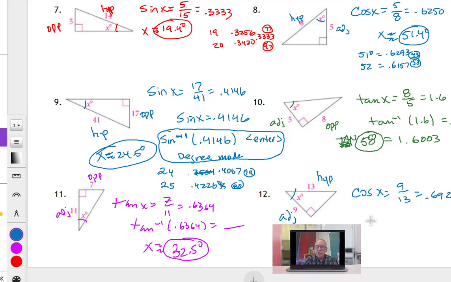we get 6947 goes with 46 degrees. 6820 goes with 47 degrees. So this is really close to 46 degrees. I might guess like 46.3 degrees for x for this problem. Now if we were using a calculator, we do cosine minus 1 of 0.6923, hit enter, and it will give us the better decimal approximation.